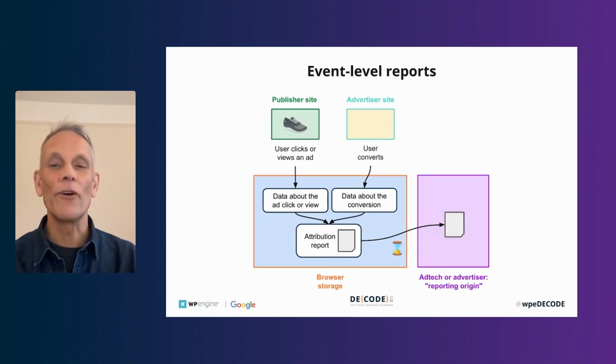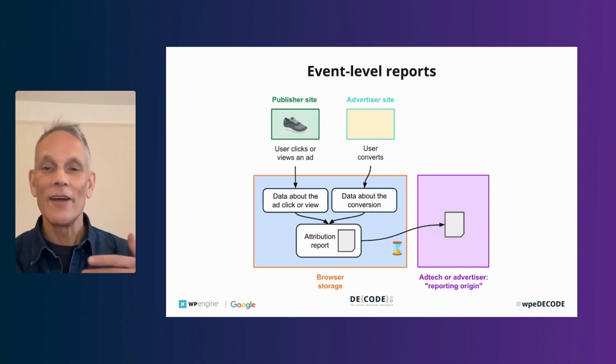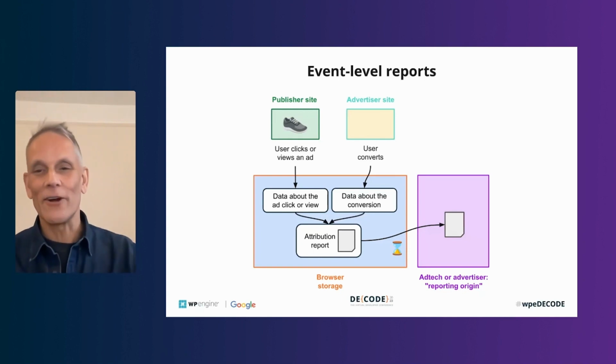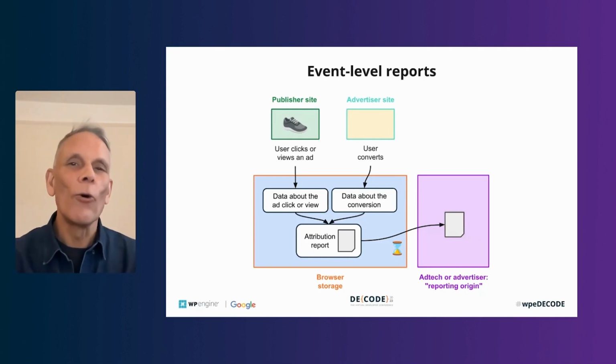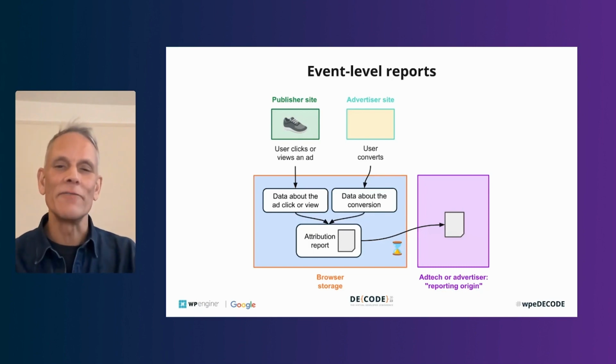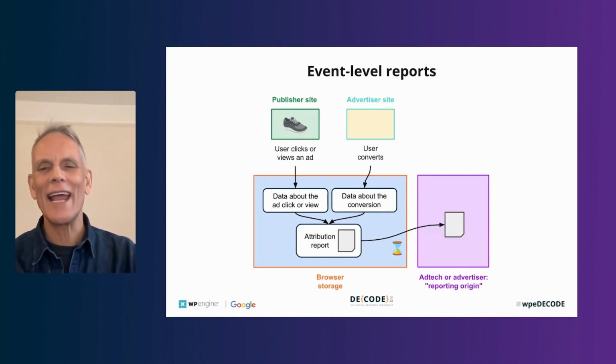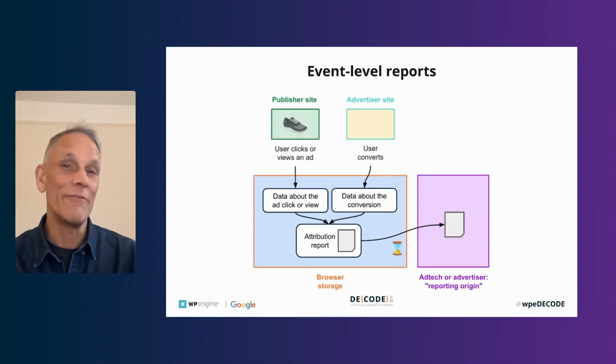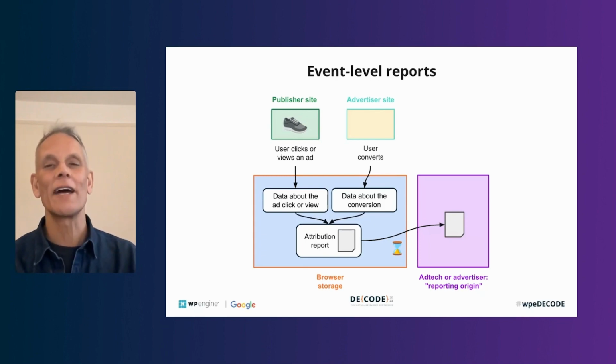And later, the browser sends that report with the data I just explained to the ad tech or the advertiser. And that includes a delay to help avoid user tracking. The report contains two pieces of data: detailed data about the ad click or impression, the event, and high-level data about the conversion. So this is an event-level report.